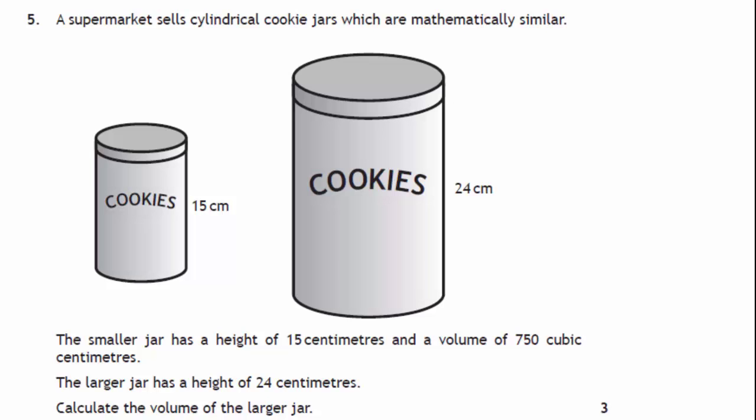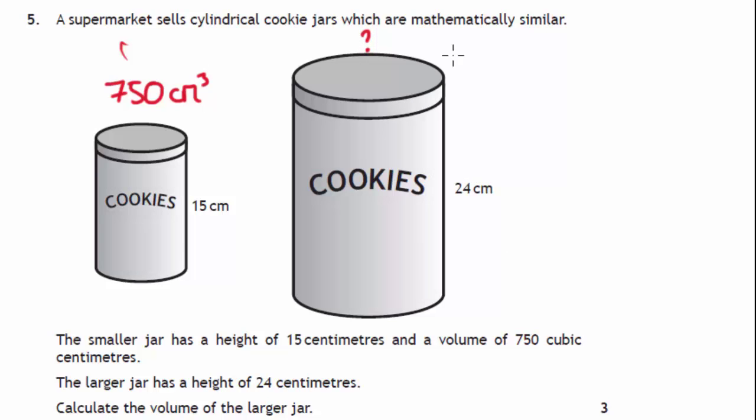Right, so in these questions we're going to be looking at linear scale factor and volume scale factor. What we've got here are two similar-looking shapes, and this time it's cookie jars. They're giving you the height of both, and they're giving you the volume. The volume of this one is 750 centimetre cubed, and we're working out what the volume for this one is.